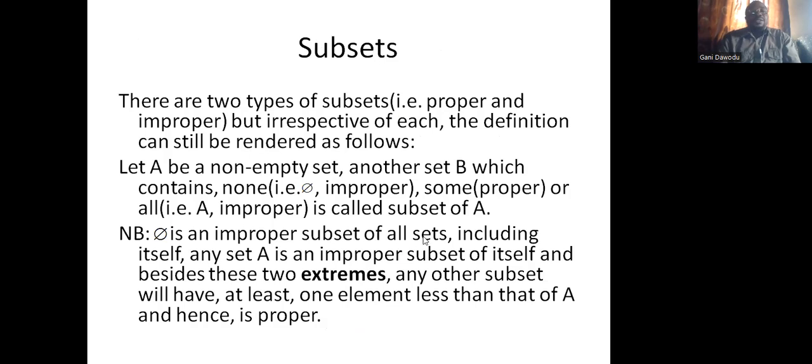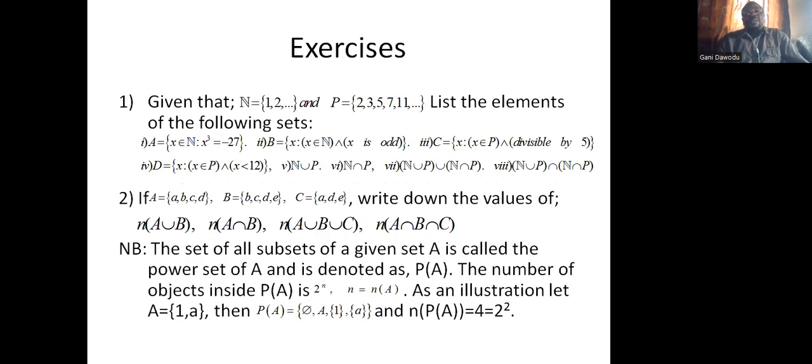Okay. Subset. There are two types of subset, proper and improper. Either way, if a set B contains none or some or all of the elements inside the set A, then B is a subset of A. Note it, the null set is an improper subset of all sets, including itself. Well, a set A is improper for itself. The null set is improper for it. Any other set that has at least one element less than the content of A is proper for A.